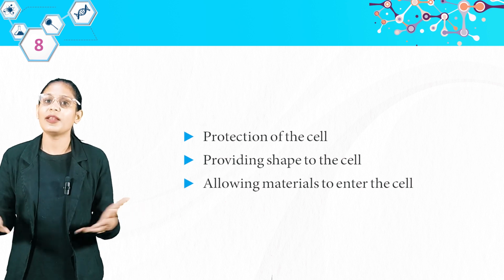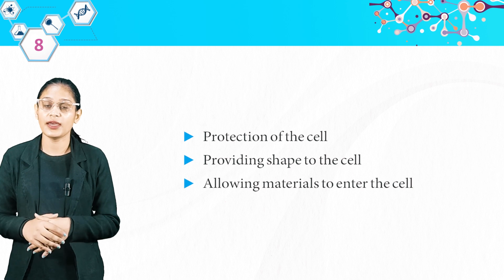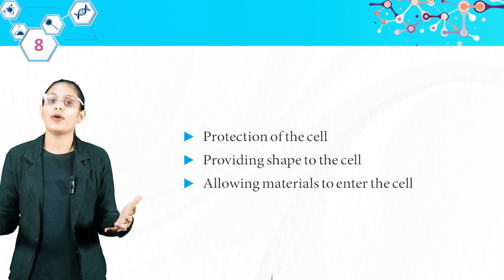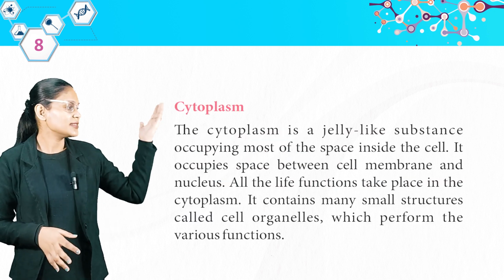So students, cell membrane को हम plasma membrane बोलते हैं और main function क्या है? Protection of cell है, shape provide कराती है cell को and materials को allow करती है cell में enter करने के लिए. Now we have cytoplasm.